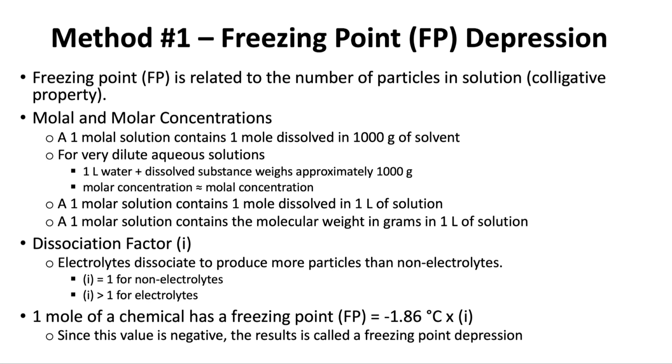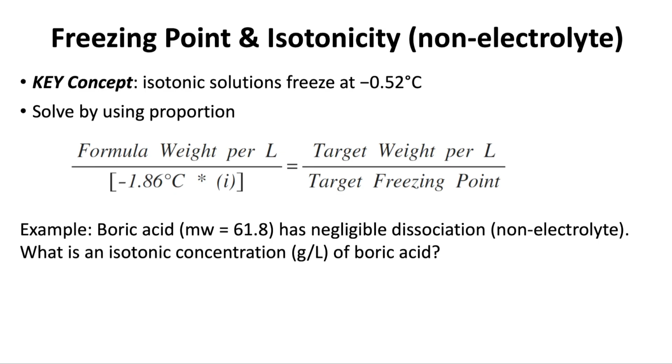Now we can say that 1 mole of a chemical has a freezing point depression, because it's negative, it's a reduction in freezing point, of minus 1.86 degrees Celsius times its I, or its dissociation factor. Hopefully it makes sense. I is larger when you have more particles. Therefore, the reduction will be larger. You'll be multiplying your 1.86 by a larger number when you have more particles. More particles, more reduction in freezing point. So let's see this in action a little bit.